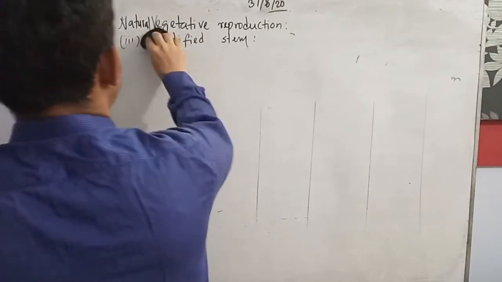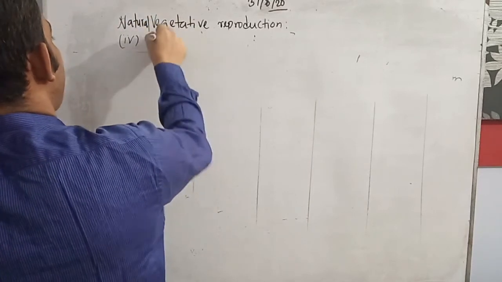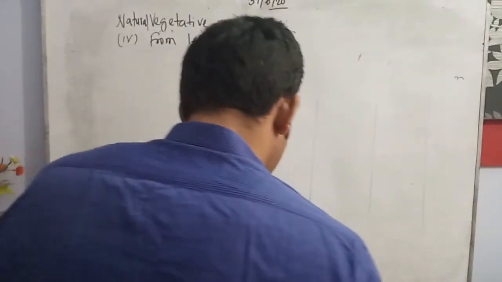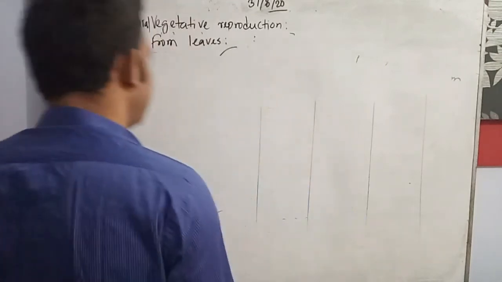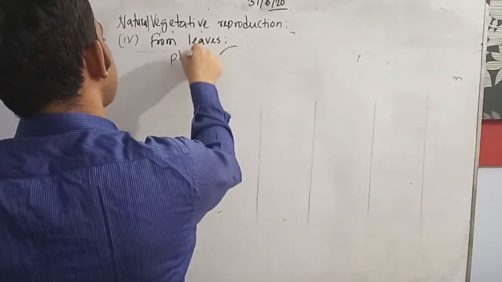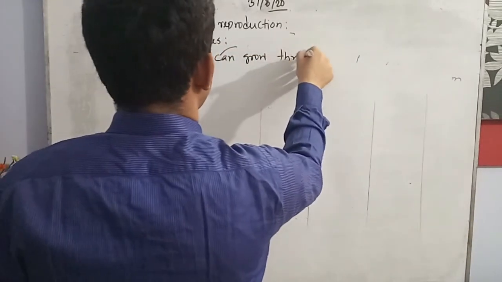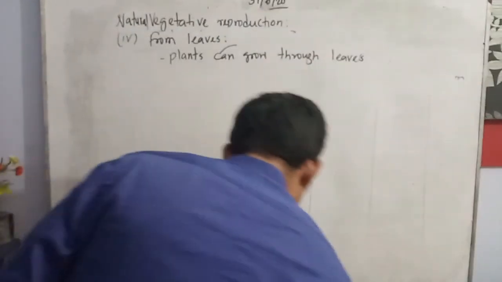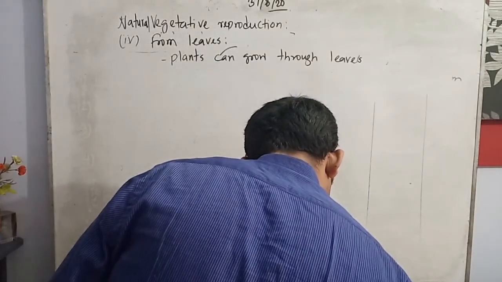The last one is from leaves. Number 4, natural vegetative reproduction types: from leaves. If it is going on there, some examples also, some plants can grow through leaves. It is also an important one.